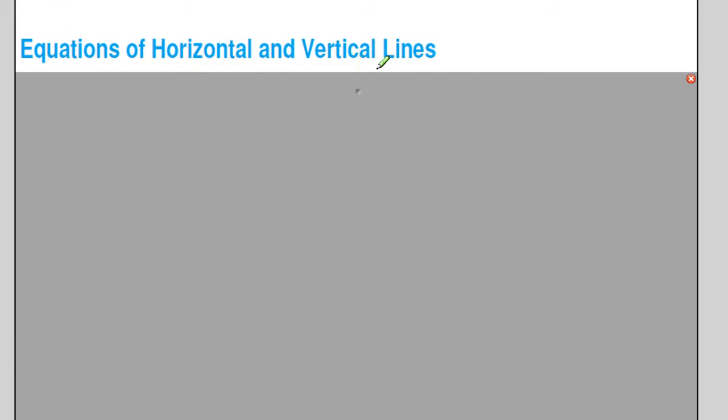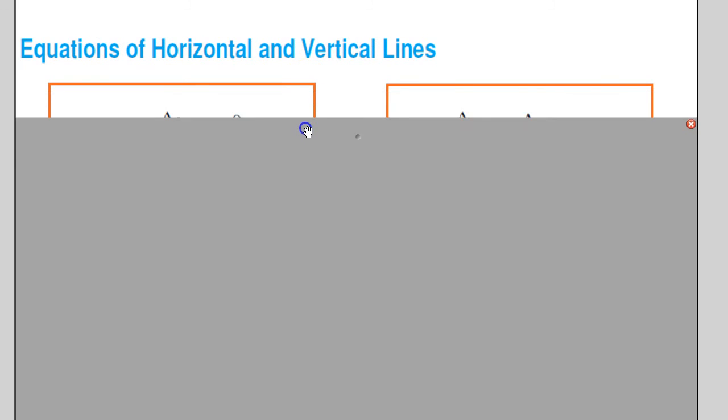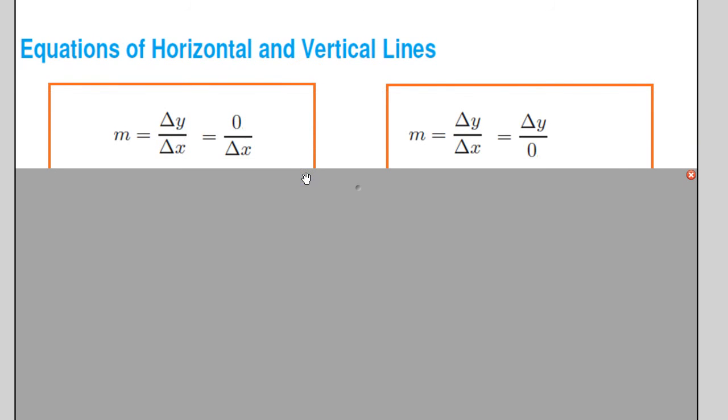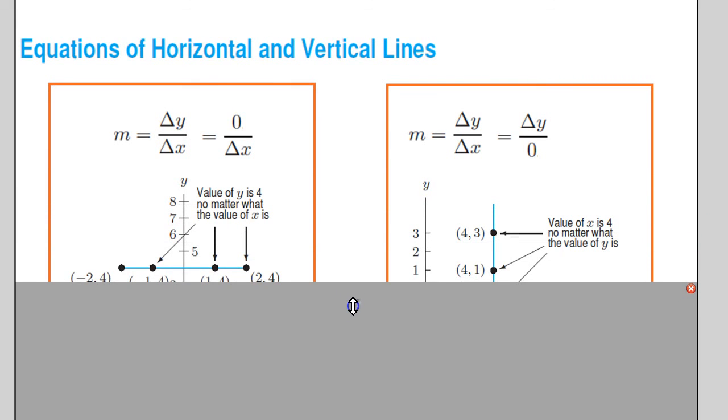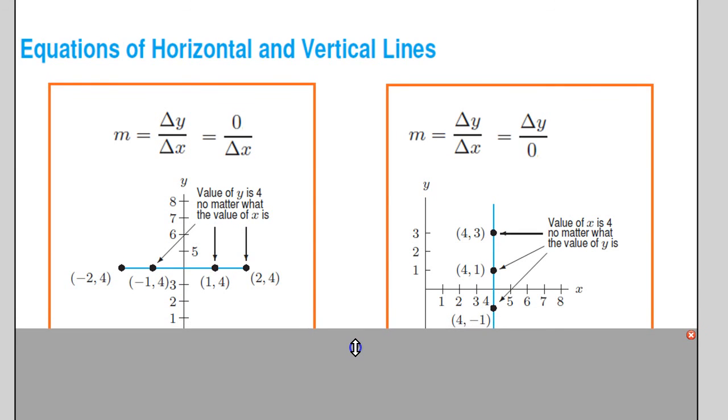So let's take a look at some special lines. We've been talking about them in the previous class, but now we get a chance to actually take a deeper look at them. So we know slope is change in y over change in x, but what if the change in y is 0, or what if the change in x is 0? What kind of graph will that look like? Well, if the change in y is 0, that means that no matter which two points you pick, the y value difference is going to be 0, which means the y values are going to be the same. And that looks like a horizontal line.